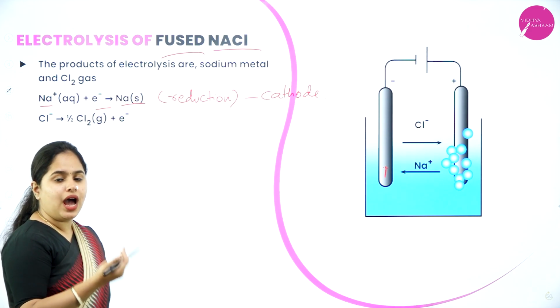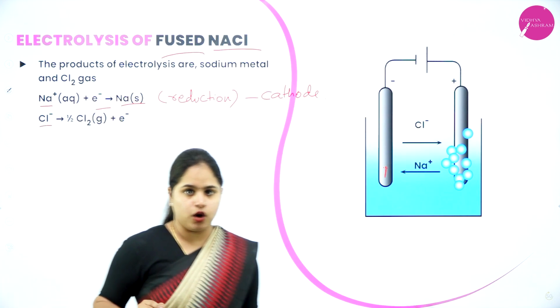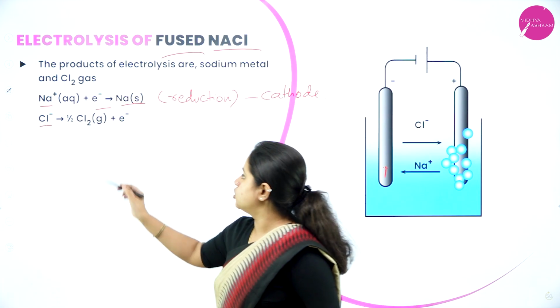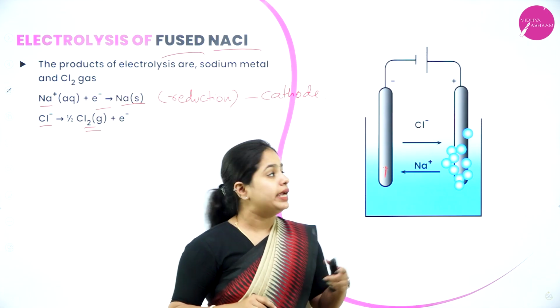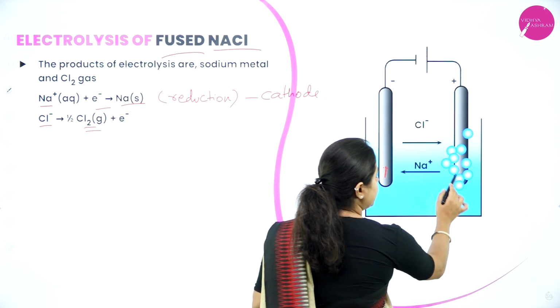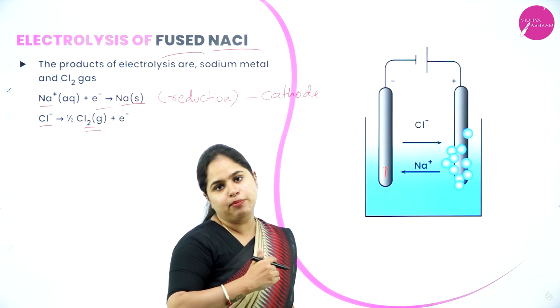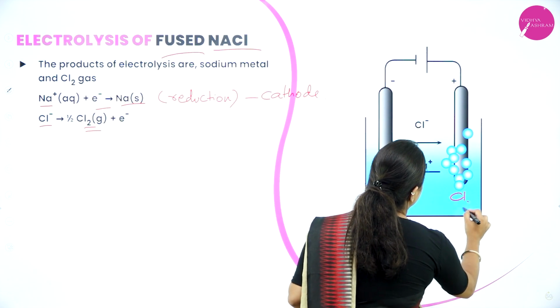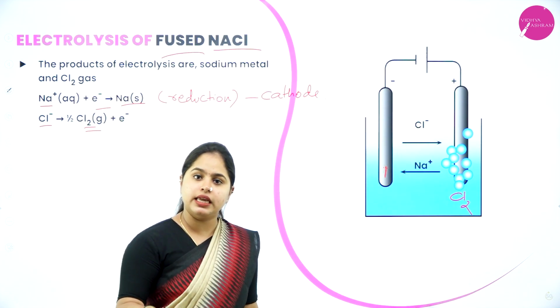Now moving on to the anode, wherein oxidation takes place. Right? Cl- ions get oxidized into Cl2, that is chlorine gas. So now in the anode, as you can see here, the bubbles, right? What are those bubbles? Chlorine gas is liberated. Cl2 gas is liberated in the anode and sodium is deposited in the cathode.